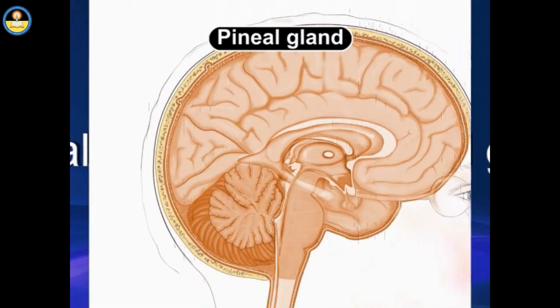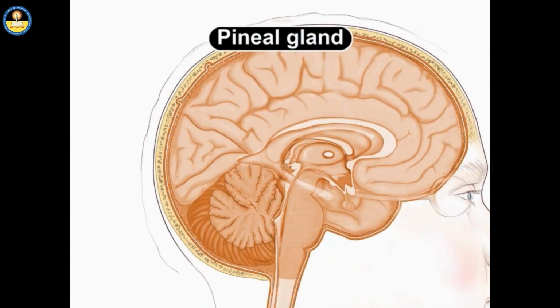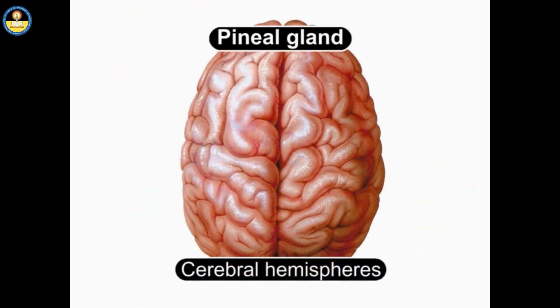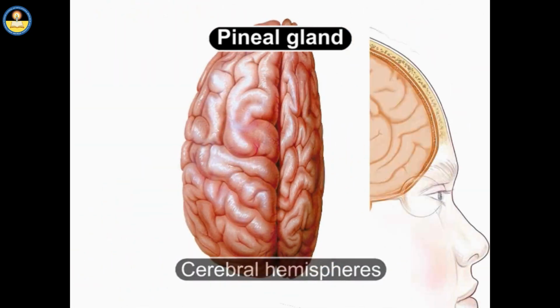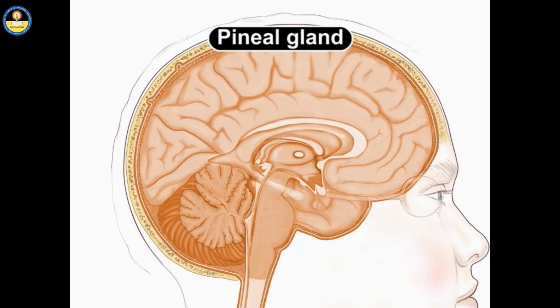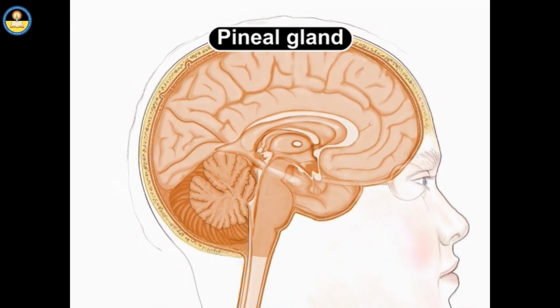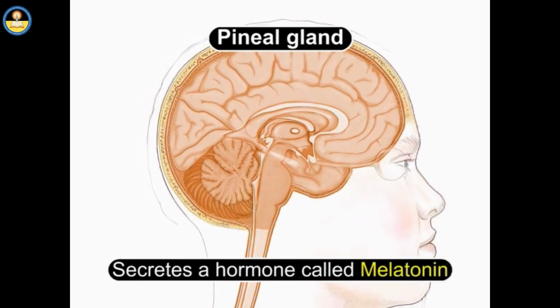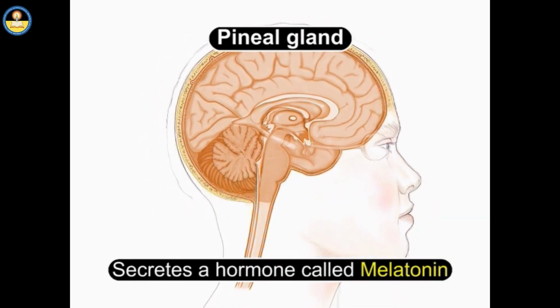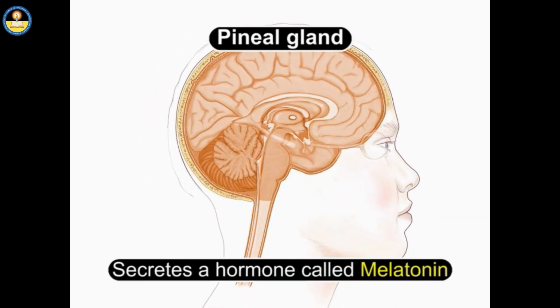The pineal is a very small gland lying between the two cerebral hemispheres of the brain. Although it's a very tiny gland, it produces several important hormones. The most significant of these is melatonin, a hormone which regulates your sleep cycle.